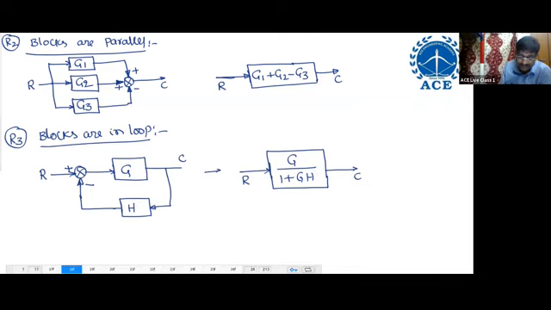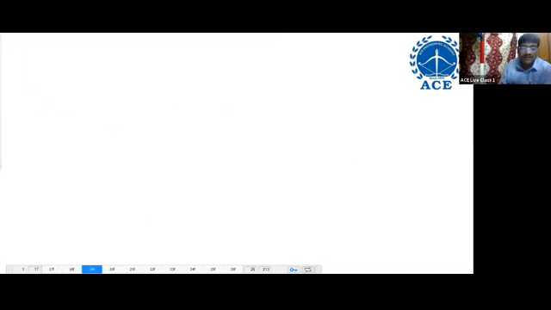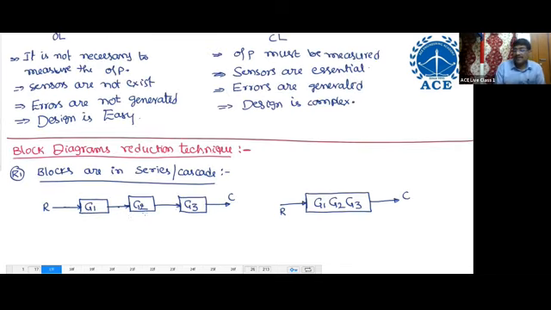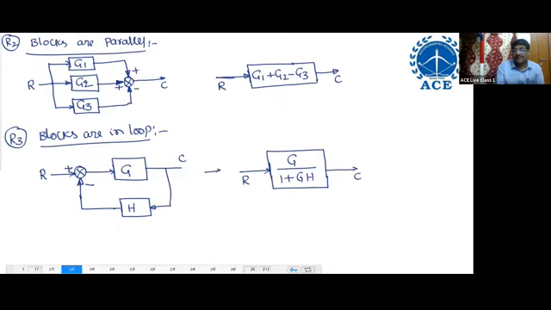Next one. Strictly speaking, these three only are called reduction techniques. Why? Because many blocks are replaced by a single block: 3 blocks replaced by a single block, 3 blocks replaced by a single block, 2 blocks replaced by a single block. That's why these are called reduction techniques. The remaining ones are called equivalent diagrams.